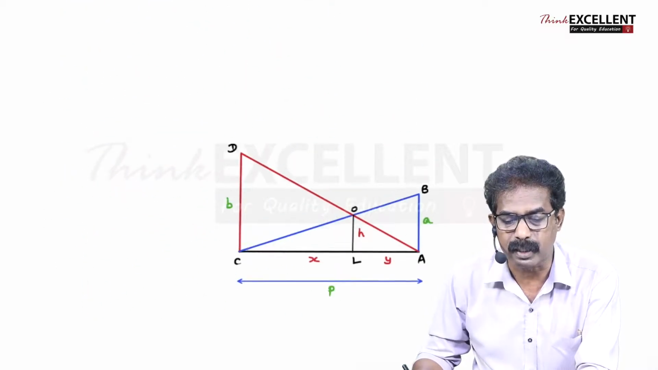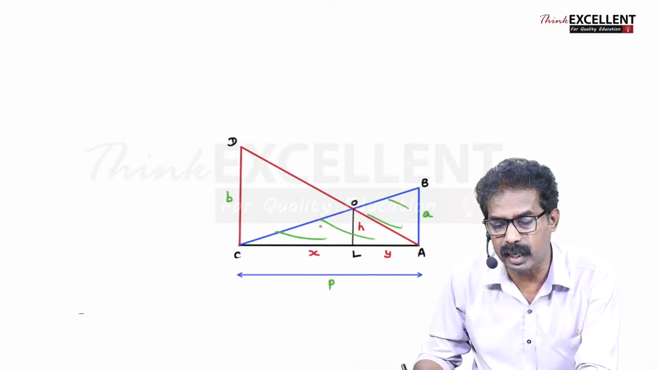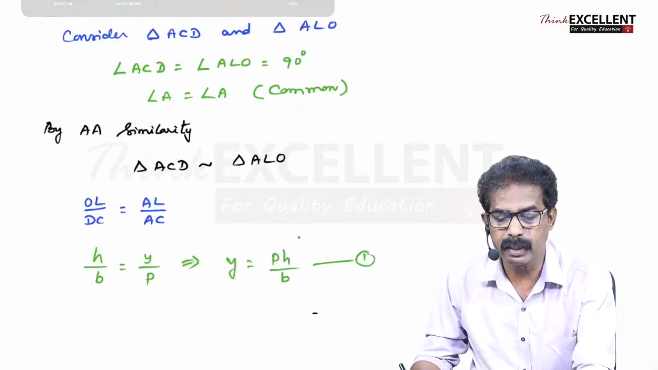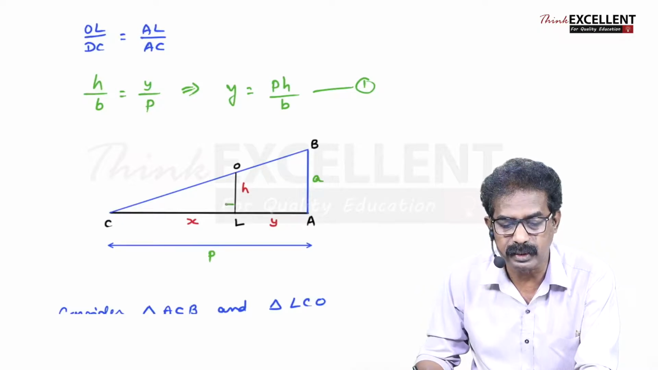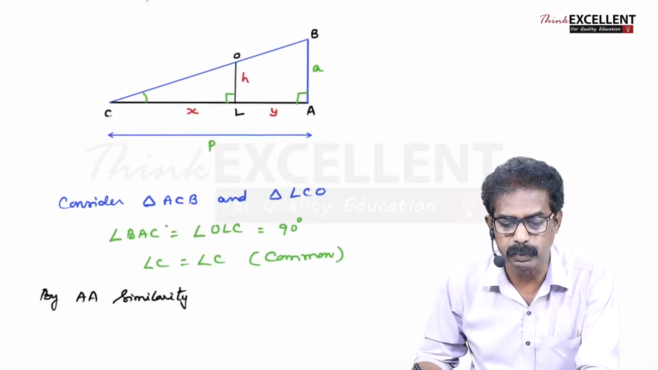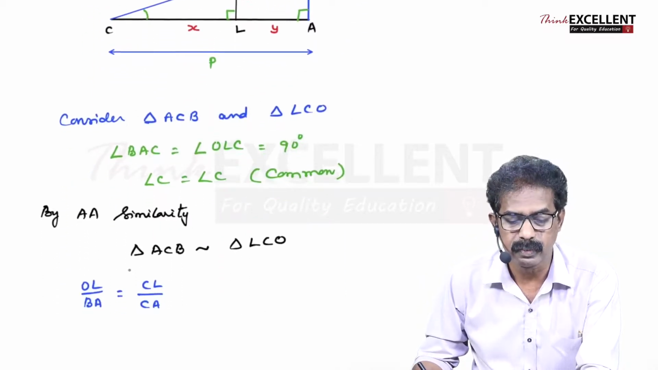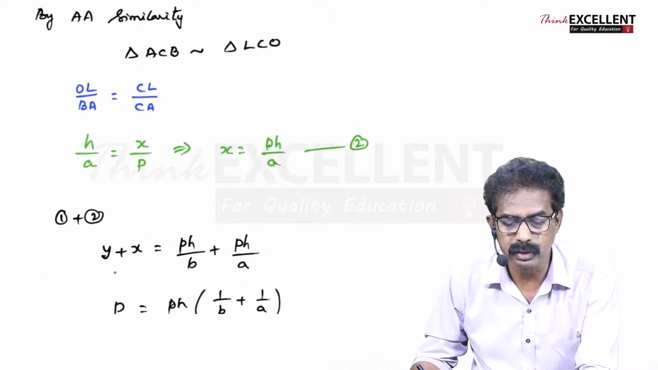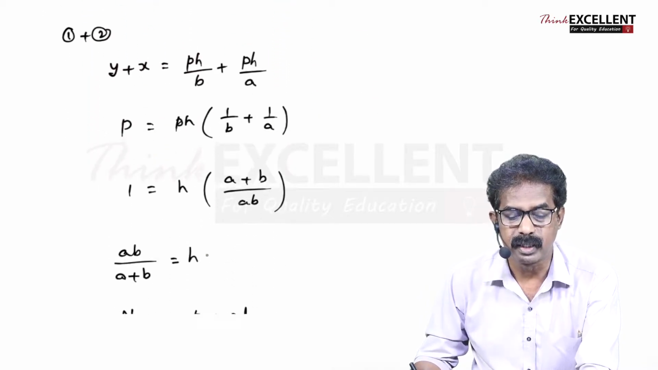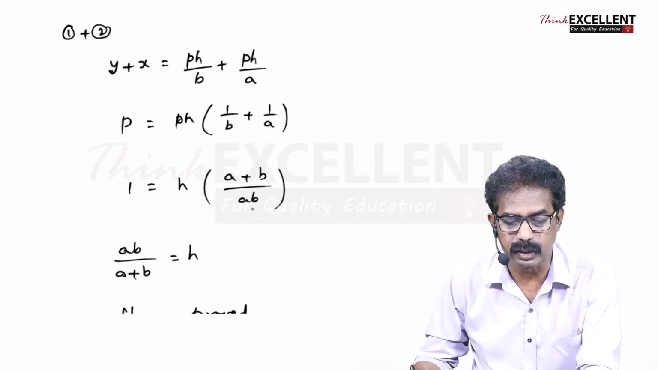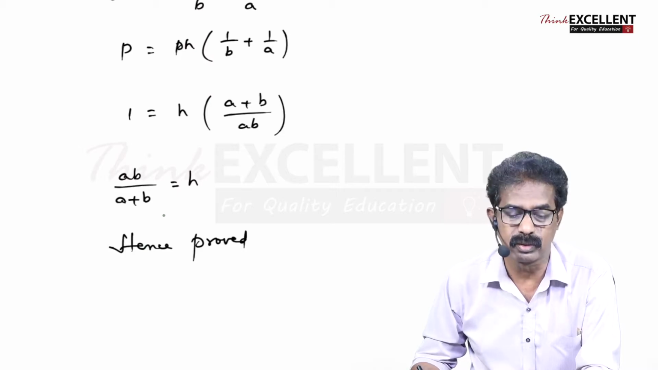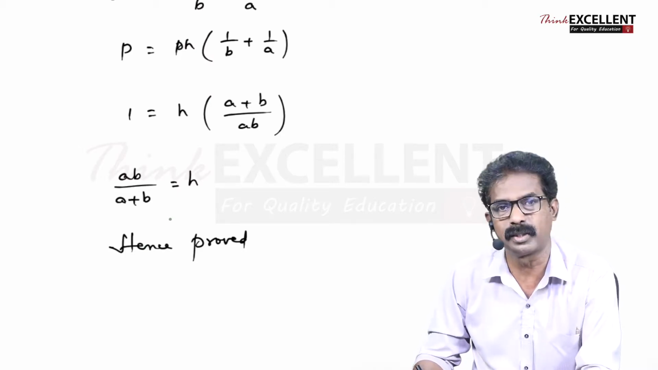Then you take the other part. So you take this triangle and that small one. Again by AA similarity. Here this angle is 90 degrees, this angle is 90 degrees, angle C is common, corresponding sides proportional. So the steps you have to write, okay? So you can find the x value. Add both, y plus x is P, take PH common, you take LCM, then you change the position. H I want, so AB goes up, A plus B comes down. And they asked to prove the height is equal to AB by A plus B. Hope you understood this one.